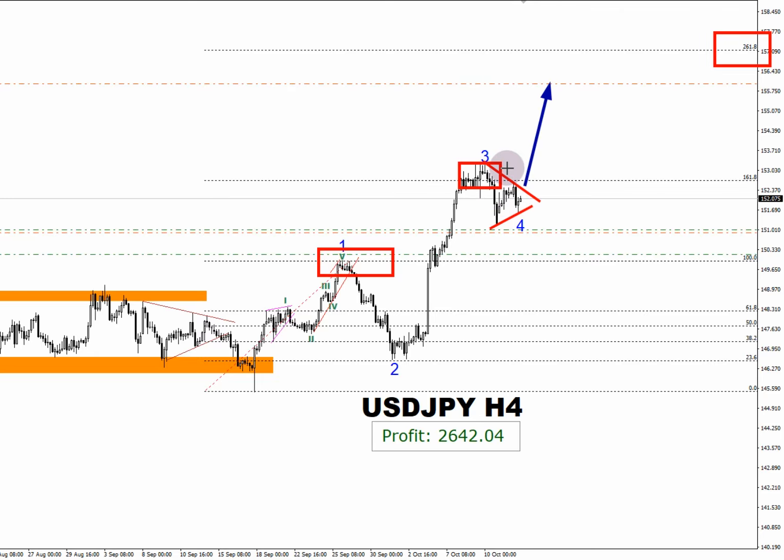I'm currently maintaining long positions on the dollar-yen, as there is significant growth potential. If this fourth wave successfully completes its course, you'll still have the opportunity to profit. That's precisely why I'm maintaining long positions on the dollar-yen currency pair, everyone, with a total profit of 7,500.